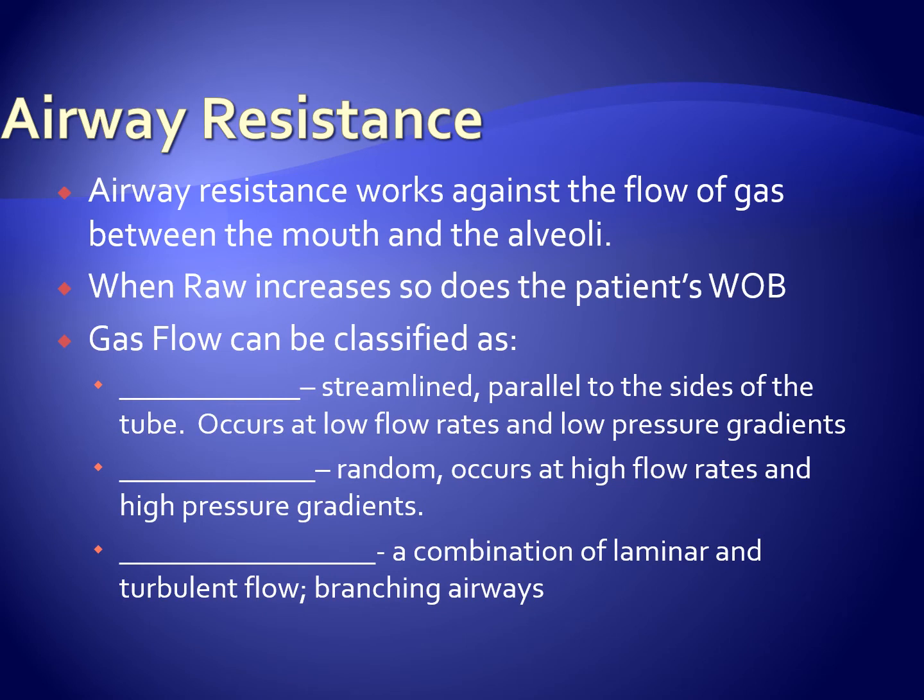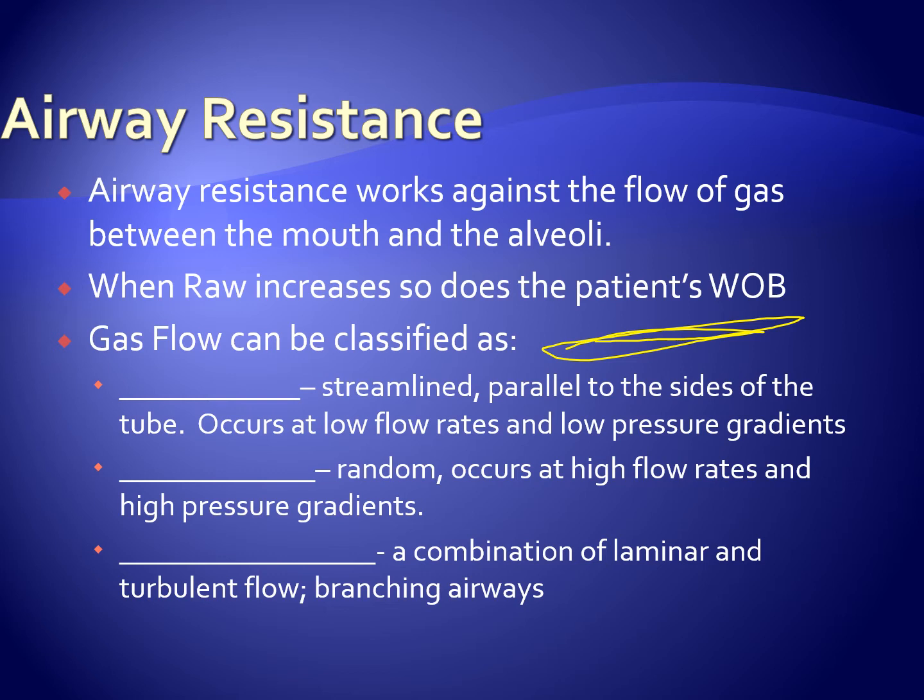Okay, airway resistance works against the flow of gas, right? And remember, it's how hard it is for gas to get through that area. The smaller the hose, the more turbulent that flow is, just like we talked about with the garden hose versus the giant fire hydrant hose. Big difference. So the smaller the radius, the more the patient works to breathe. That's the WOB, work of breathing. So it makes it very hard for those patients to breathe overall.